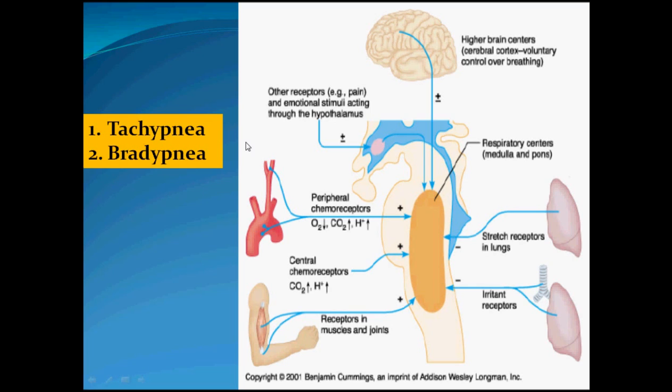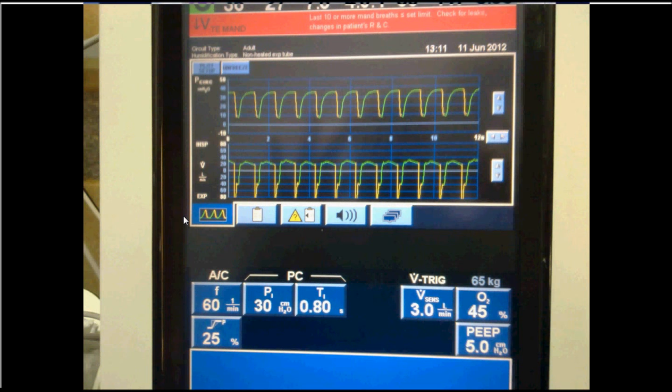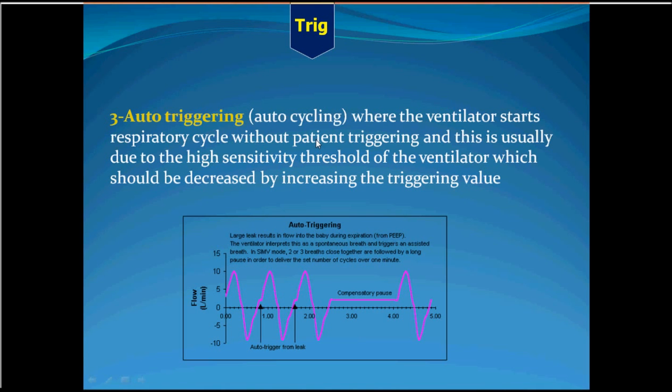Developing pneumothorax. Bradypnea is usually due to drugs or analgesia or heavy sedation or something like that. You have to look for the cause of bradypnea, and in this case, you have to treat accordingly. These are pictures of patients in tachypnea.